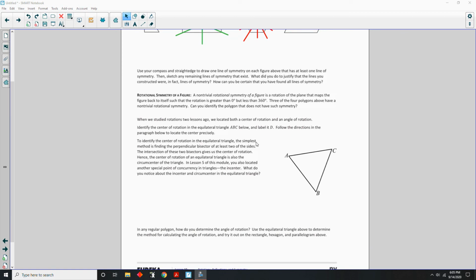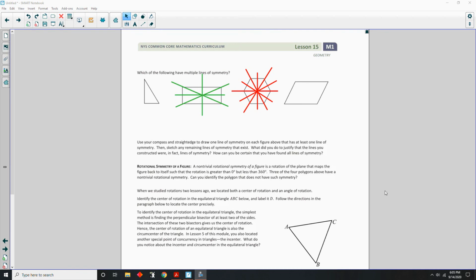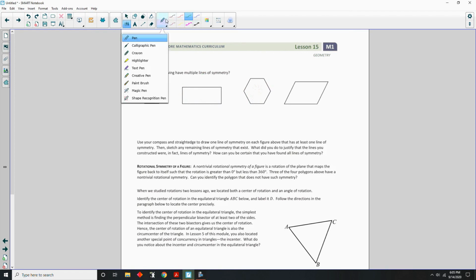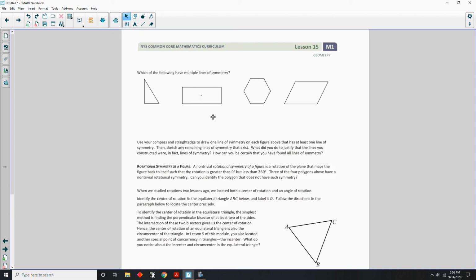Rotational symmetry of a figure: a non-trivial rotational symmetry of a figure is a rotation of the plane that maps the figure back to itself such that the rotation is more than 0 degrees but less than 360. Three of the four polygons above have non-trivial rotational symmetry. Can you identify the polygon that does not have rotational symmetry? So let me get rid of these lines of symmetry. Rotational symmetry would mean if I put a dot in the center and spun it, would I land on top of itself before getting to 360 degrees? And the answer is yes. If I rotate a rectangle 180 degrees, this point would end up here, this point would rotate around to here, and so on, and it would land on top of itself.